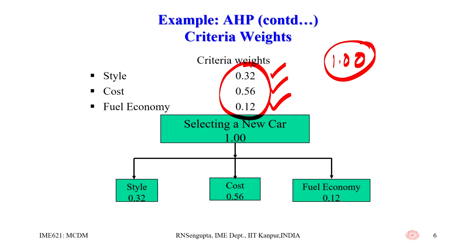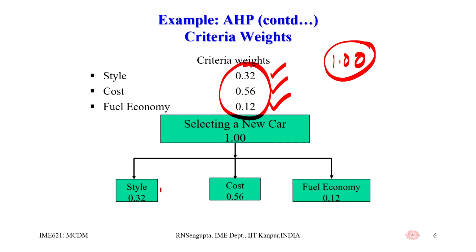Now, what it means, if I look at that level of hierarchy, selecting a new car, which should add up to 1, is the level of importance the decision maker would place. If the total score is 100, or the total weightage is 1, the person will be putting a weightage of 32% for style, 56% on cost, and fuel economy being 12%. Now, this is decision maker 1, it can change depending on the decision maker.